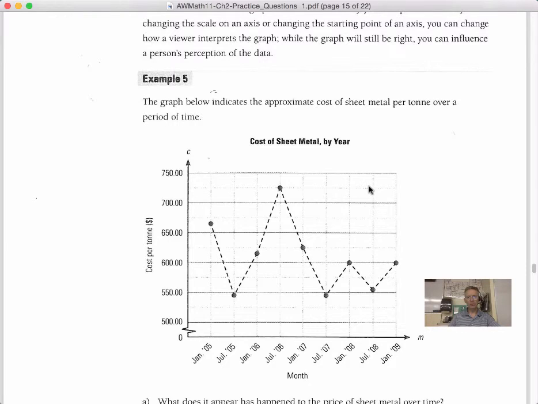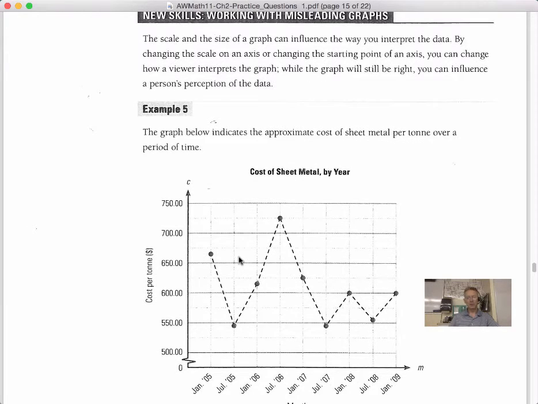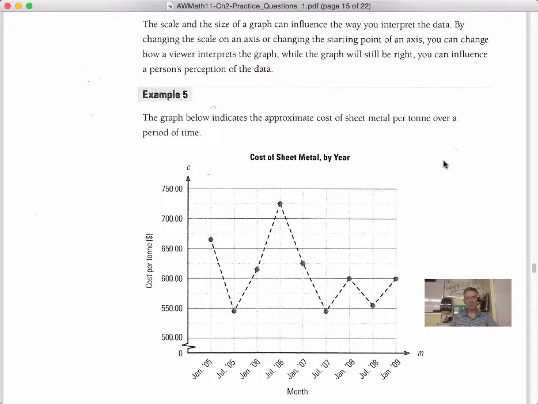And we can really influence how a person views the data by changing the vertical scale and by changing where this axis really starts. A lot of time in newspapers you'll find that the data seems to be skewed slightly just so the journalist can give his point of view. Now we're going to look at how that differs if we draw the graph in a slightly different manner.